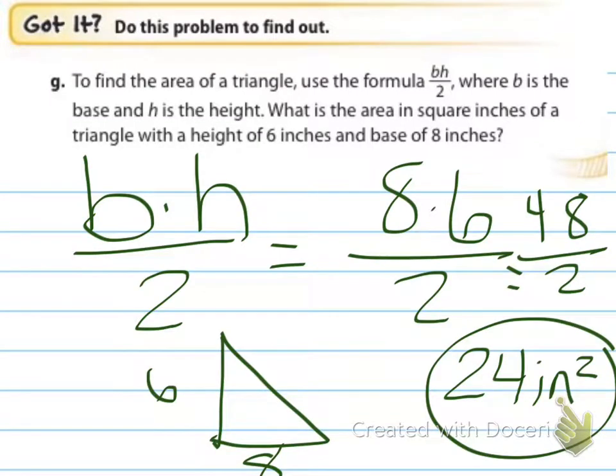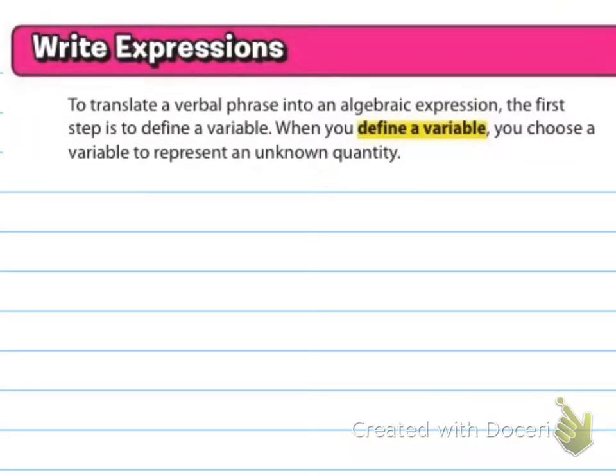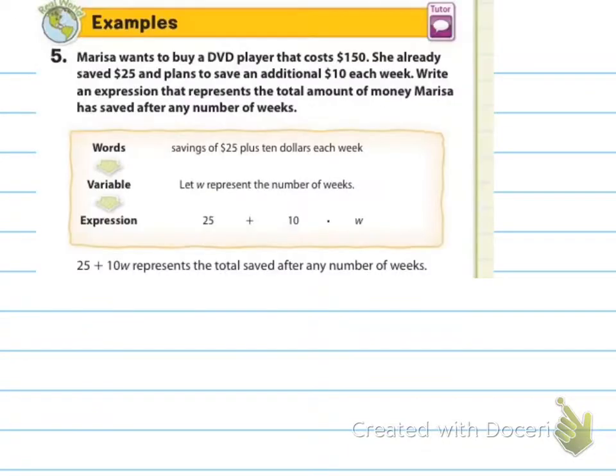Alright, so when I substituted in my 6 and my 8 for my base and my height, I came out with 24 inches squared. Base times height divided by 2 is going to be 48 divided by 2, which is 24. Alright, so write expressions. To translate a verbal phrase into an algebraic expression, the first step is to define the variable. When you define a variable, you choose a variable to represent an unknown quantity. You don't have to write this down yet. You guys have already learned this.